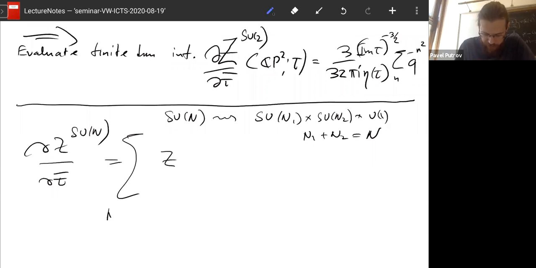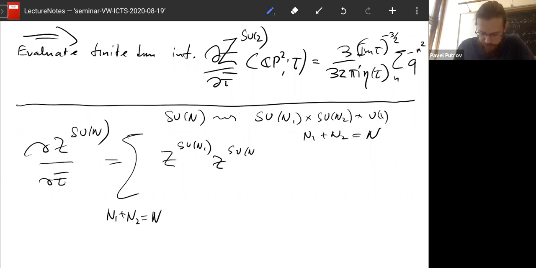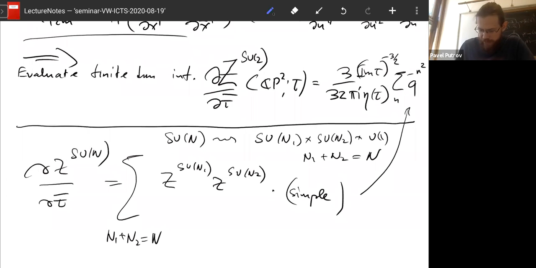So this is expressed as a sum over all such types of breaking, and you get a formula of this form, times something simple. I mean, simple means of this type. And in this way, the calculation is essentially very similar to the SU(2) case.